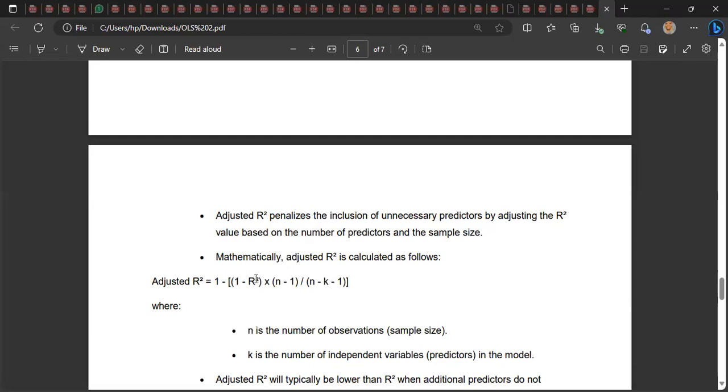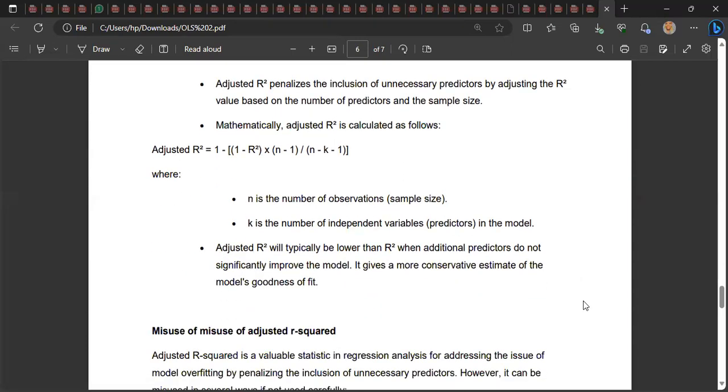So this is basically 1 minus, 1 minus R squared, multiplied by n minus 1, and then you're dividing that by n minus k minus 1. I think the one that's in the textbook is not clear there. We're going to use that.